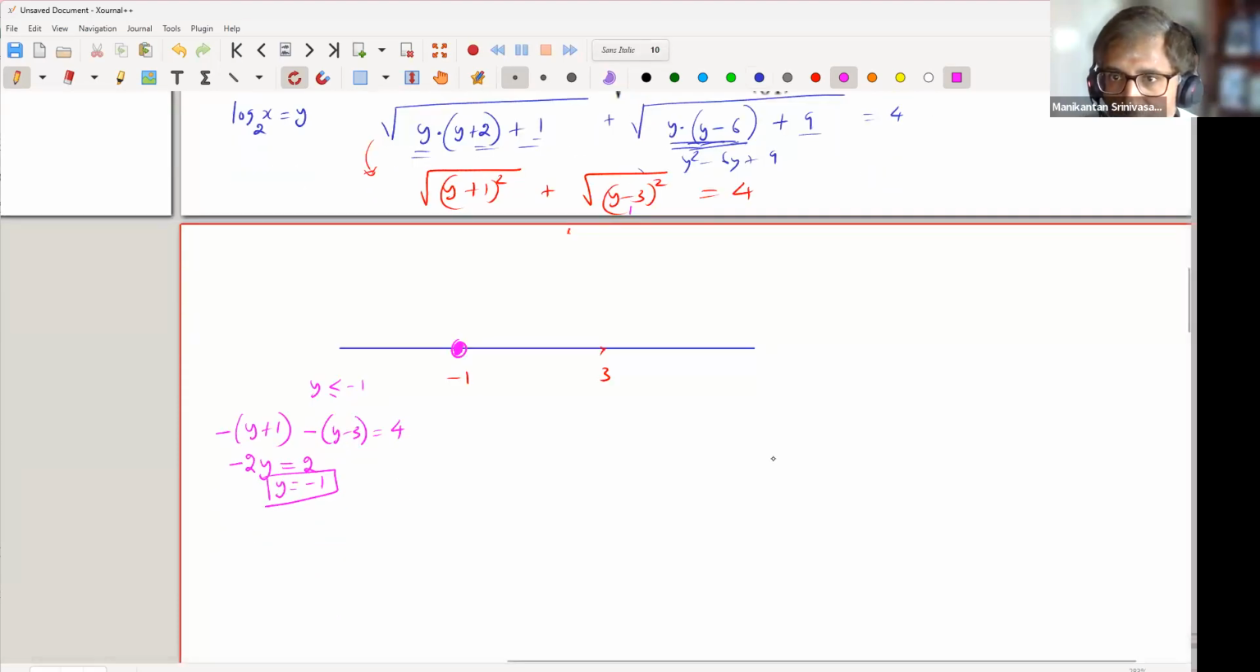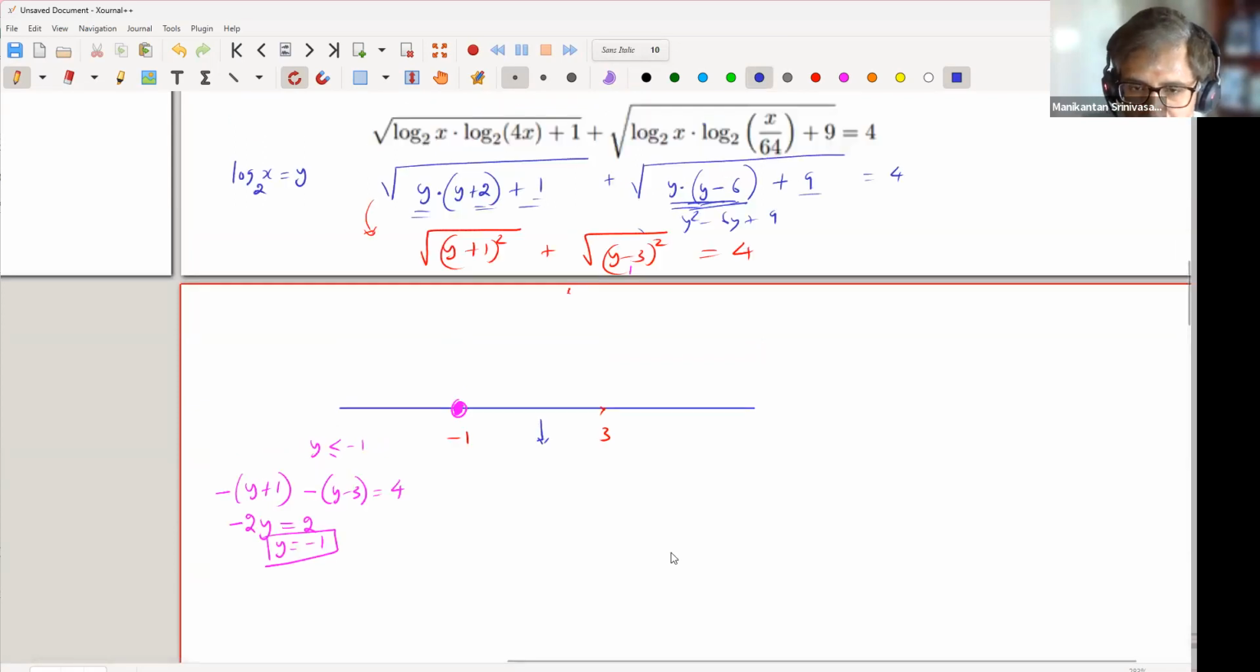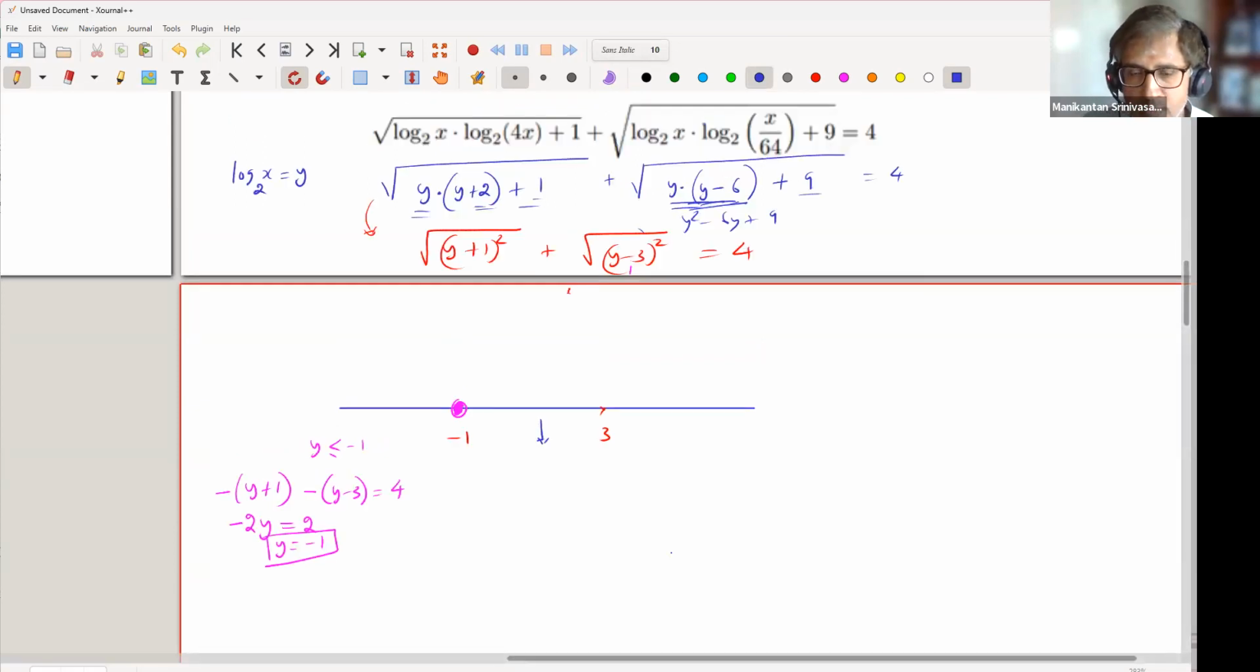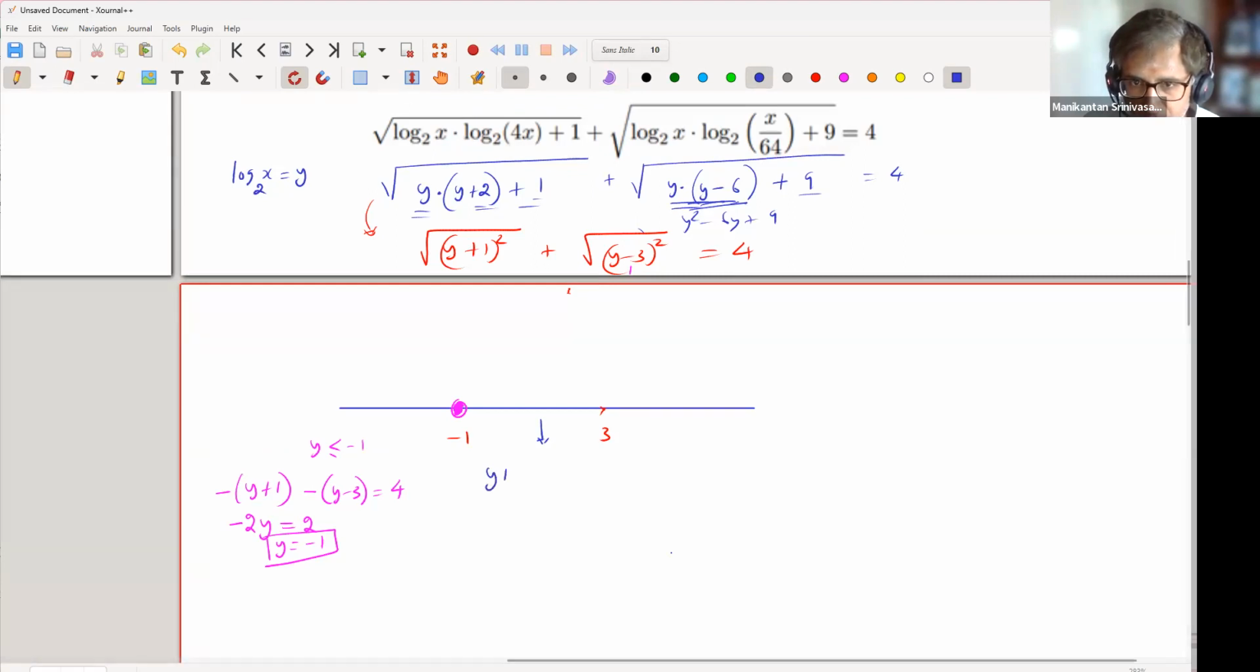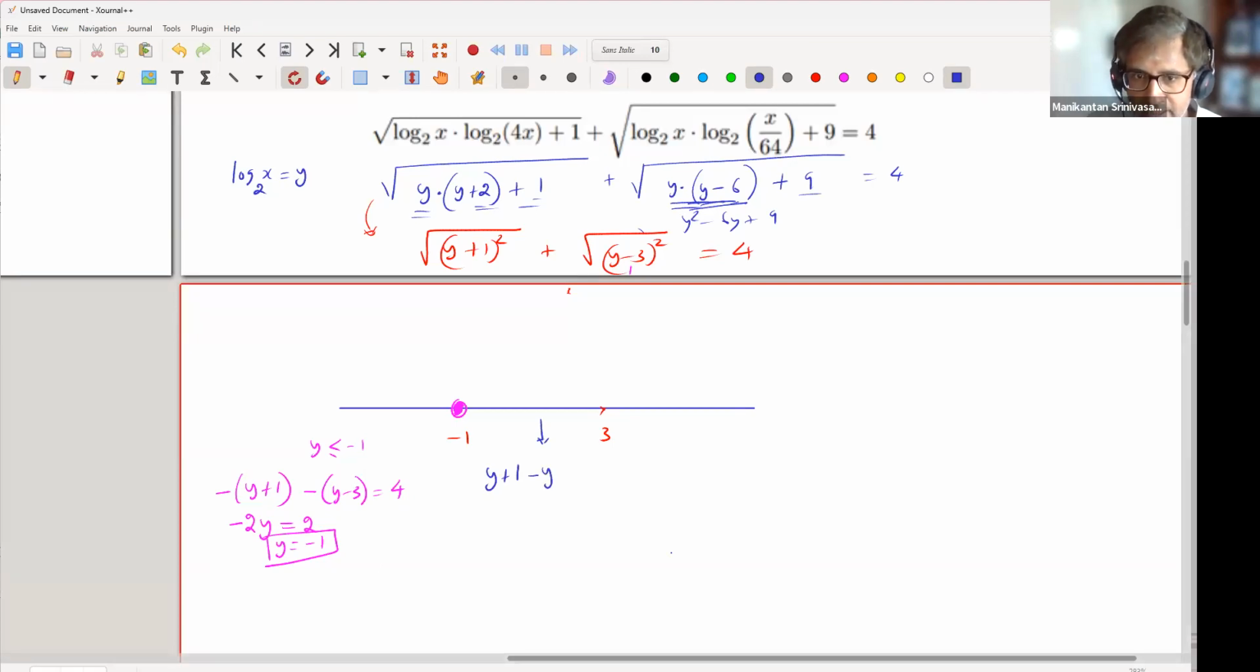Okay. Now in the interval from -1 to 3, exact same thing. y plus 1 becomes a positive number because y is greater than -1. So in this case, y plus 1 is fine, but y minus 3 is negative. Therefore, the square root of (y minus 3) whole square is the negative of y minus 3.